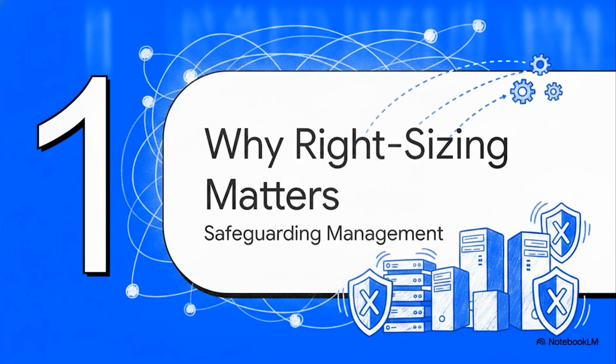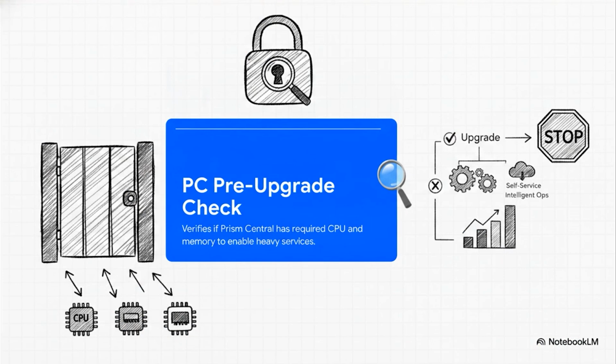All right, part one. Let's talk about why right-sizing actually matters. Before we even think about doing the math on RAM, we have to understand the stakes here. Prism Central, or PC for short, is basically your central nervous system, and Nutanix has hard-coded checks to protect it. The primary safeguard you need to know is the test_prism_central_resource check. This is a strict, non-negotiable pre-upgrade check.